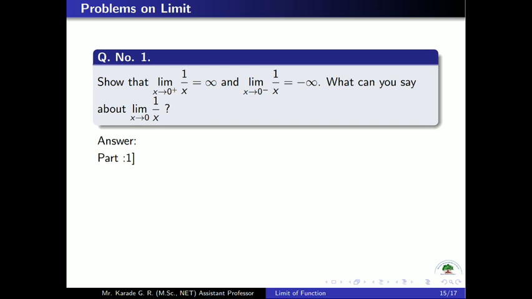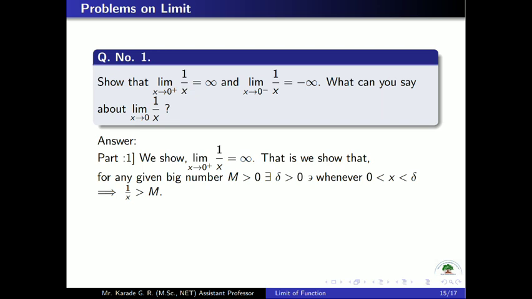Okay, so let us take part 1. We show that the limit of 1 upon x as x tends to 0 plus is infinity, that is, we show that for any given big number m greater than 0, there exists delta greater than 0, such that whenever x is greater than 0 and less than delta, this must imply 1 upon x is greater than m.